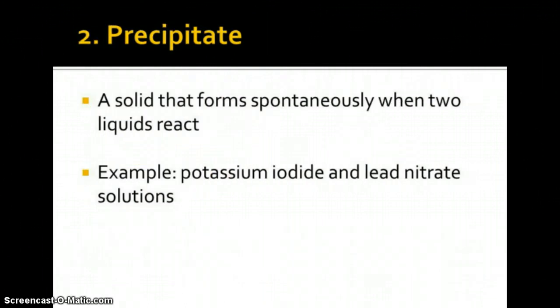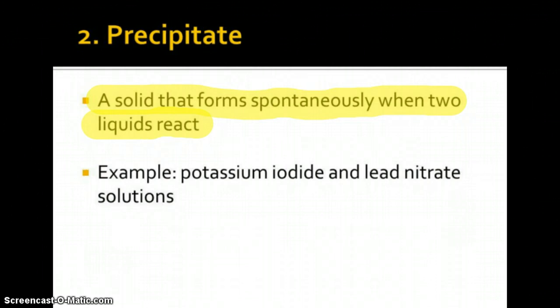is what we call a precipitate. A precipitate is a solid that forms spontaneously when two liquids react. This is really an interesting thing if you think about two liquids pouring together to create a solid, basically.